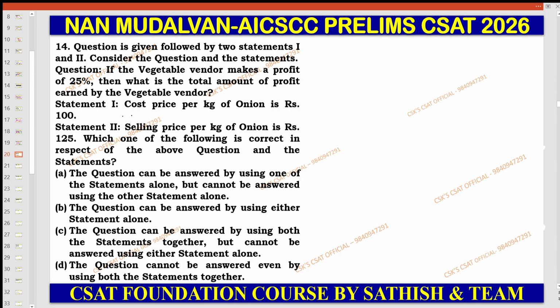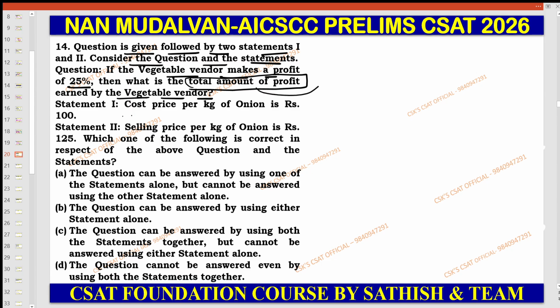Now try to understand the question by simply seeing a data sufficiency question. You should not get a fear or worry. One thing you please understand: a question is given followed by two statements, right? Consider the question and the statement. A vegetable vendor makes a profit of 25%. Then what is the total amount of the profit earned by the vendor?